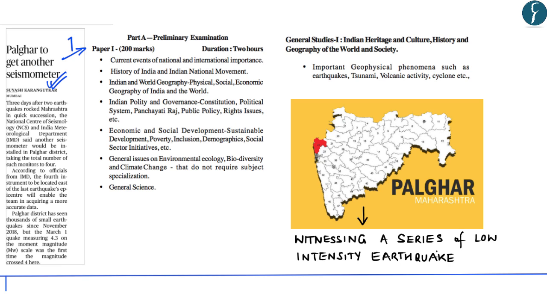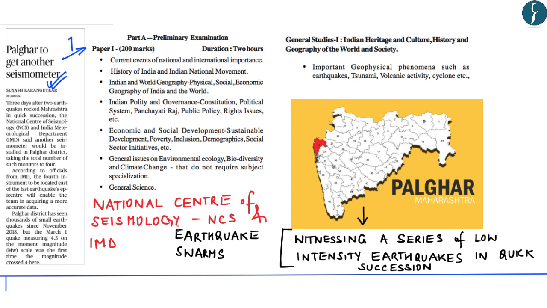Now, Palghar and other adjoining areas of Maharashtra have been witnessing a series of low-intensity earthquakes in quick succession, and these low-intensity earthquakes are often referred to as earthquake swarms. So, after a series of these low-intensity earthquakes in Maharashtra, the National Center of Seismology as well as the Indian Meteorological Department under the Ministry of Earth Sciences have said they will install another seismometer in Palghar district of Maharashtra. So, this topic becomes very important for us to understand from our examination perspective.